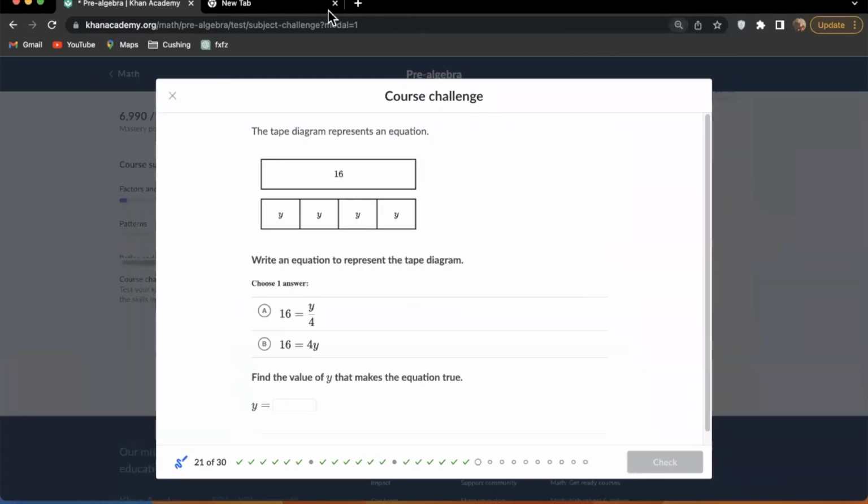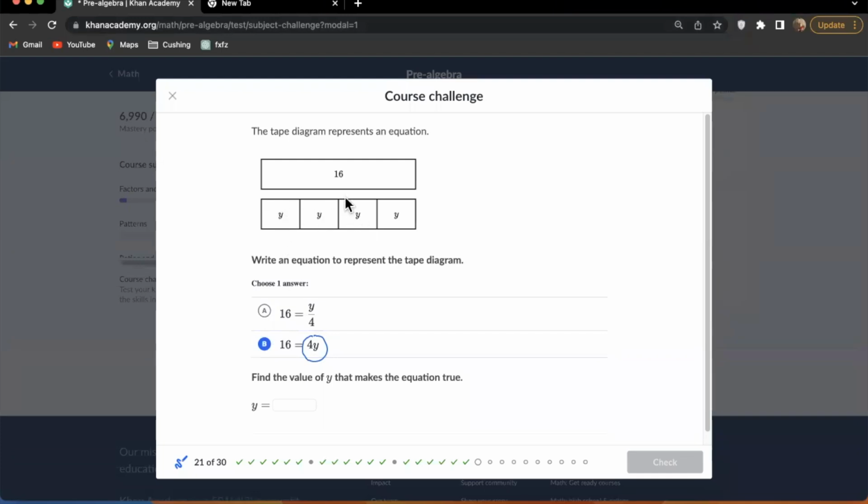All right. This question says the tape diagram represents an equation. And I think it's saying that 16 is equal to 4y's. So these 4y's together give you 16. So I like B there. So it's like y plus y plus y plus y, but you can also write that as 4y. So that's got to be 16. So the value of y would be 4.